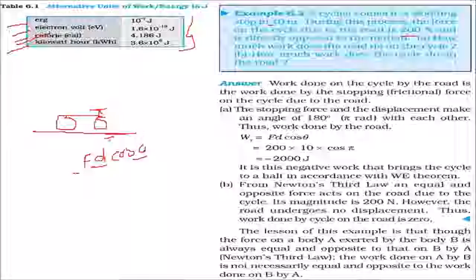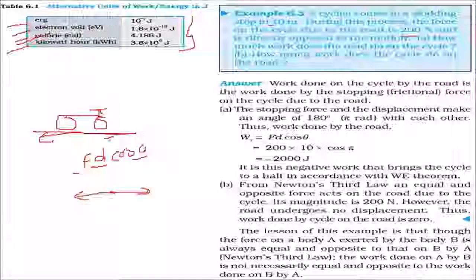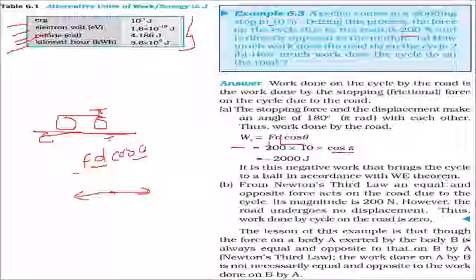So the work done on the cycle by the road is the work done by the stopping force, which is the frictional force. The frictional force is only responsible for stopping the cycle. So the stopping force and the displacement, if this is the movement or displacement, this is the frictional force. They are in opposite directions. You get the work as F d cos theta. This F is given as 200, d is the displacement 10, and cos pi is minus 1. This pi is 180 degrees. So you get minus 2000 joule.